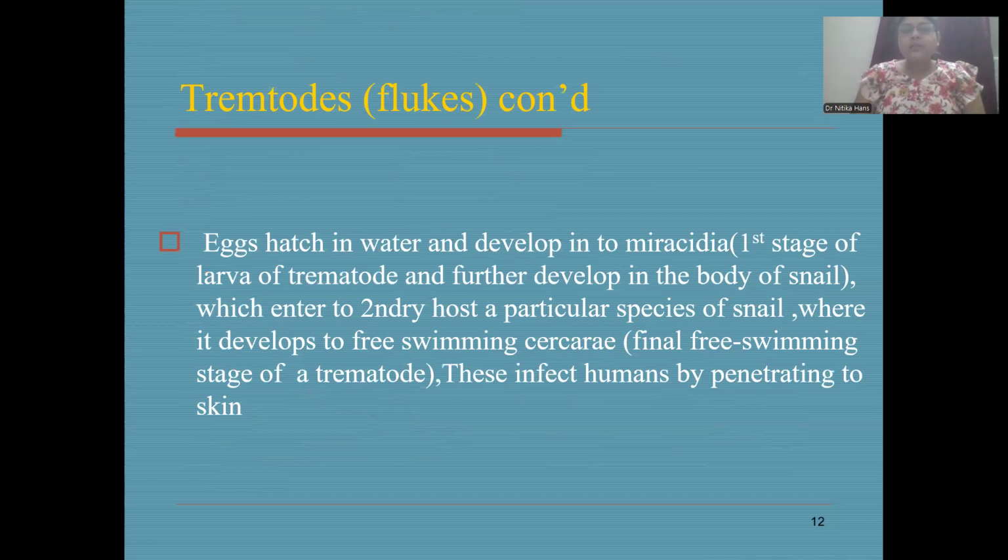The eggs hatch in water and develop into miracidia, which is the first stage of larva of the trematode, and further develop in the body of the snail. The miracidia enter the secondary host, a particular species of snail, where they develop into free swimming cercariae. That is the final free swimming stage of the trematode, and these cercariae are responsible for infecting humans by penetrating through the skin.